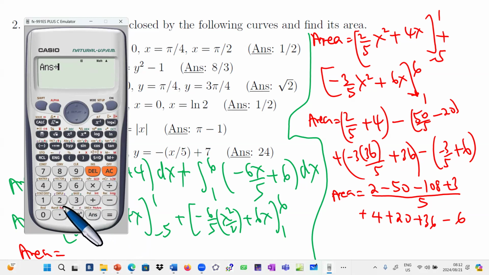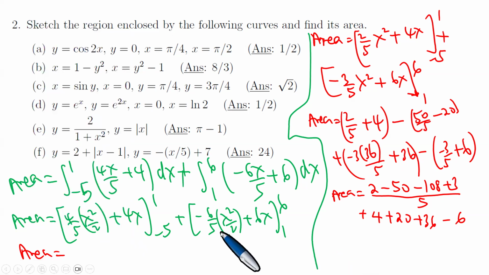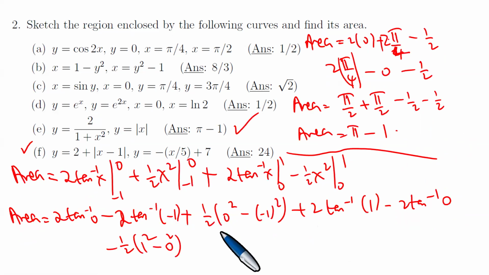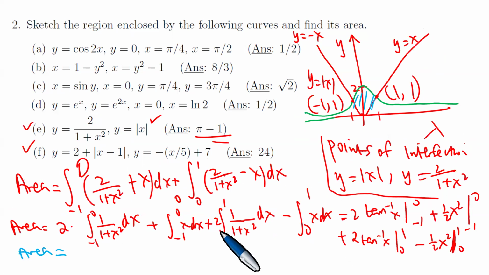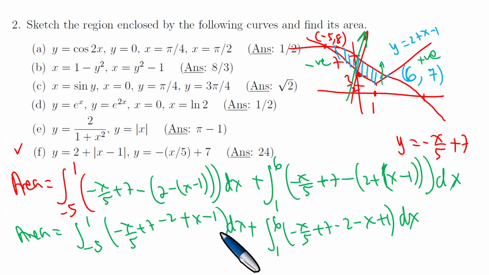Minus 153 divided by 5, plus 4, plus 20, plus 36, minus 6. That gives 117 out of 5. Okay, I need to check this is still getting the same answer. Okay, we're getting the same answer still.